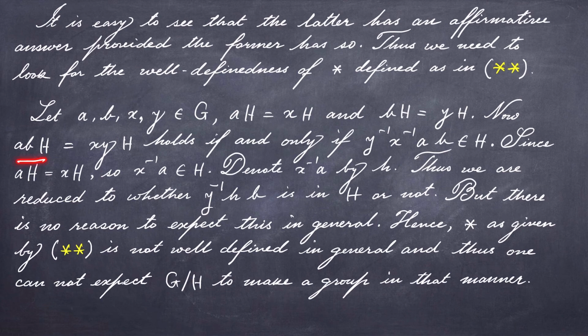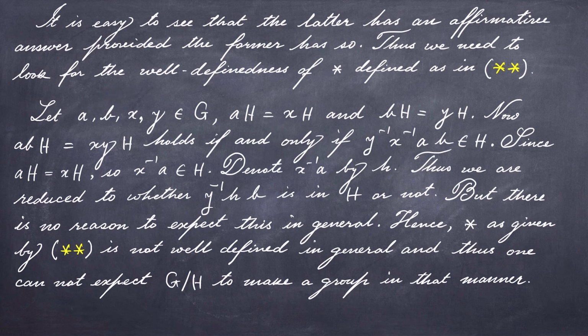Now this ABH equal to XYH holds if and only if Y inverse X inverse AB lies in H. Now since H equals XH by your assumption, X inverse A is already in H. So let's denote that by small h. Therefore, this holds if and only if Y inverse hB is in H, and that should hold for all A, B, X, and Y.